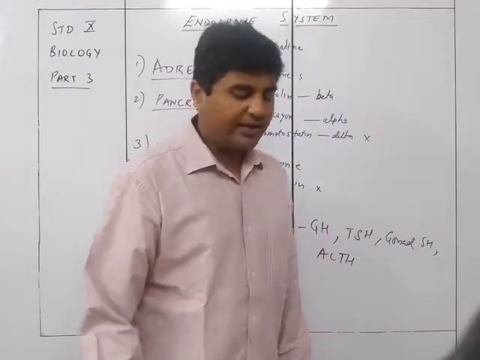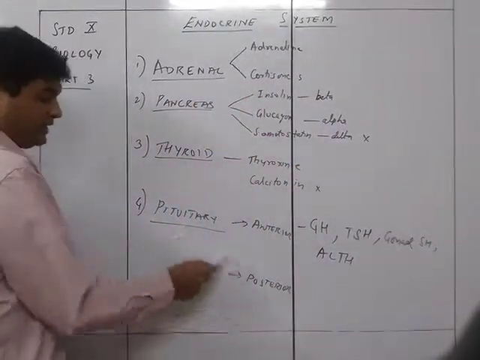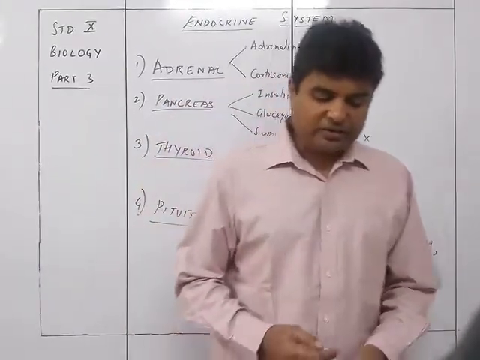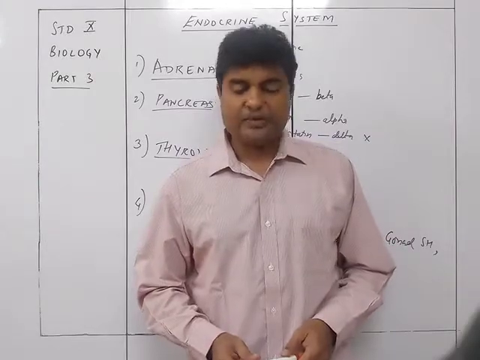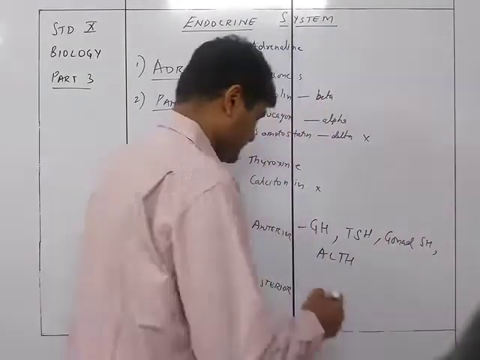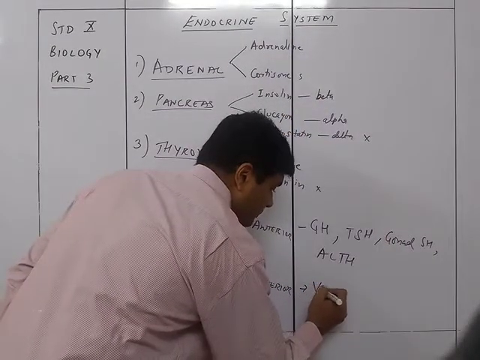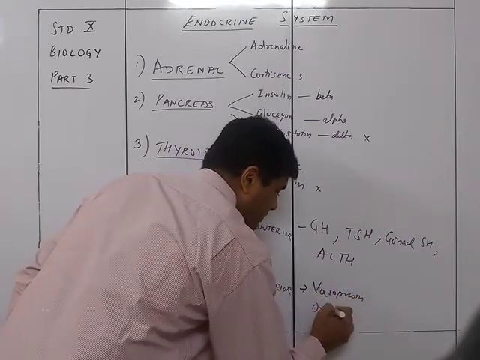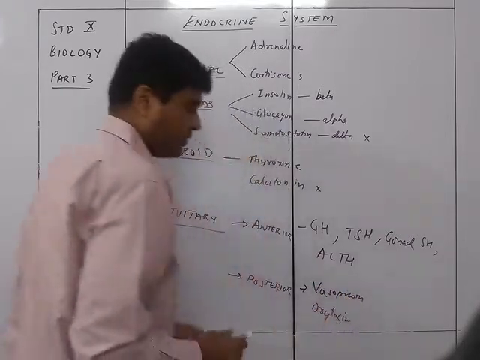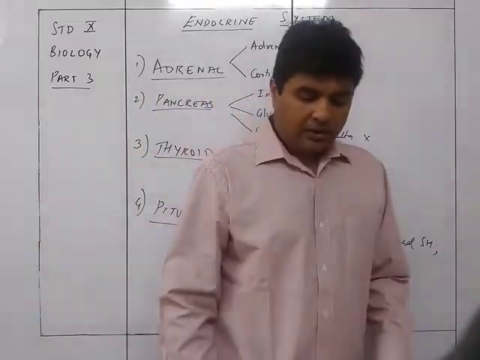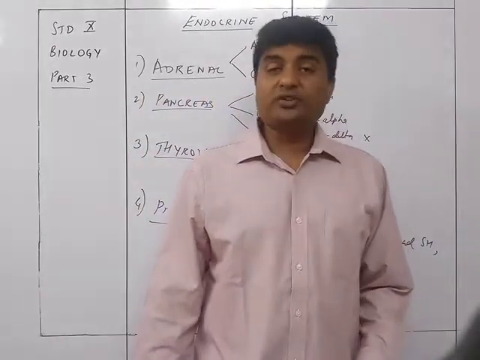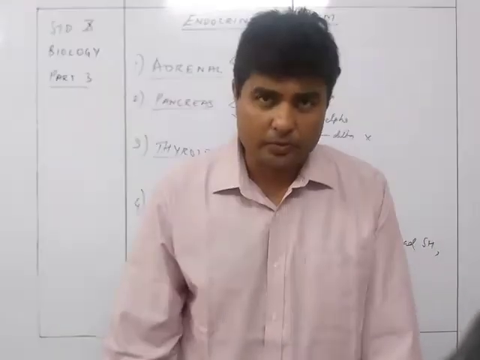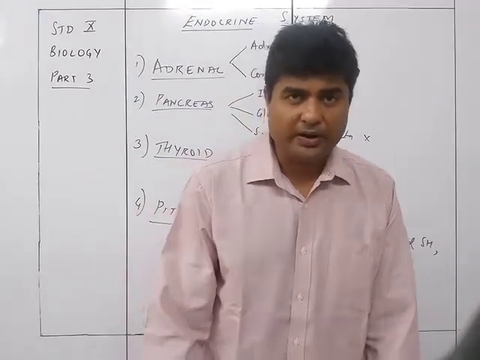Now we move on to the next part, and that is the posterior pituitary gland. So the posterior pituitary gland, the first one, it produces two hormones named as vasopressin and oxytocin. Okay. Vasopressin is also called as ADH, that is antidiuretic hormone. Antidiuretic hormone, diuretic means water content.